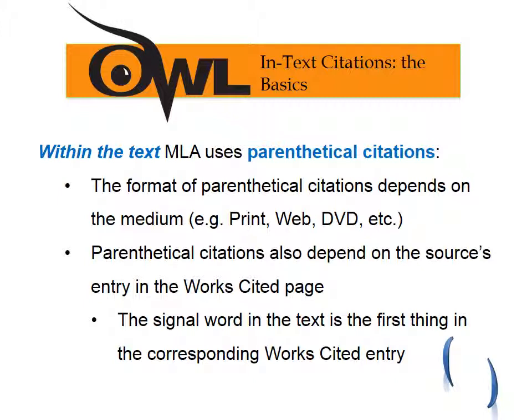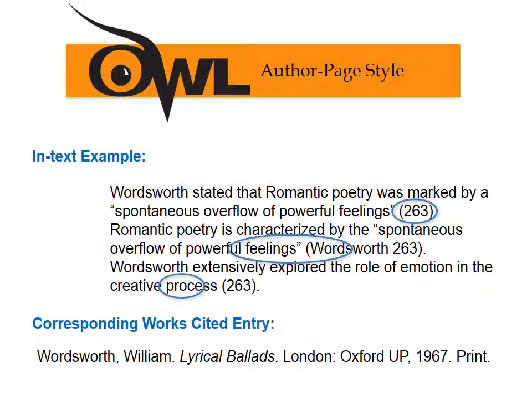So let's say that you had a title of an article that was something like "The Ugliest Babies on the Planet," then the signal word would be "ugliest," since "the" is too vague a word for us to know which article you're referring to.